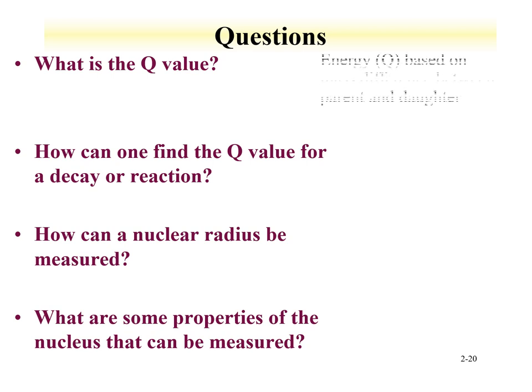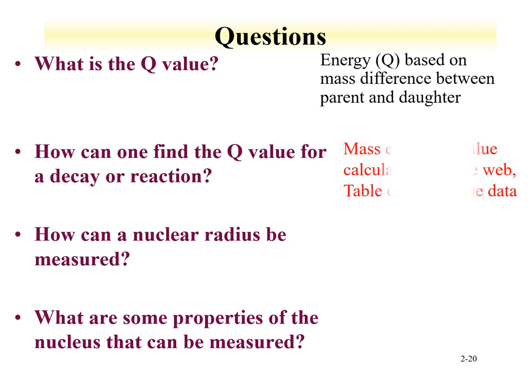What is the Q value? Well, for nuclear reactions, the Q is just the energy of the reaction. Basically, you can say it's the mass difference between the parent and the daughter. And that mass difference, if you measure it in atomic mass units, you can convert to MeV by multiplying the atomic mass unit by 931.5 MeV per AMU. But this really comes from E equals mc squared.